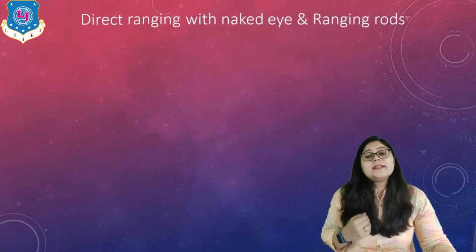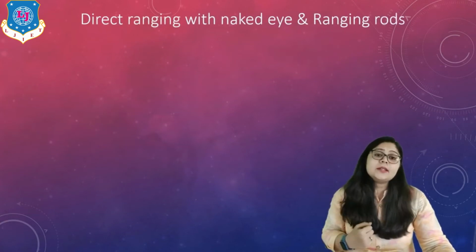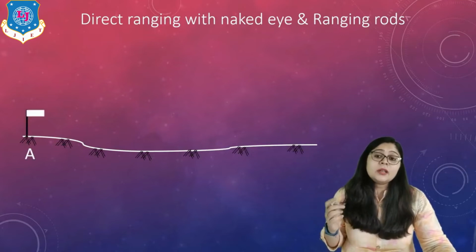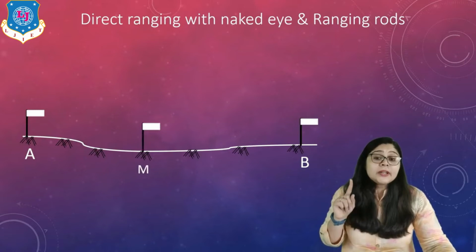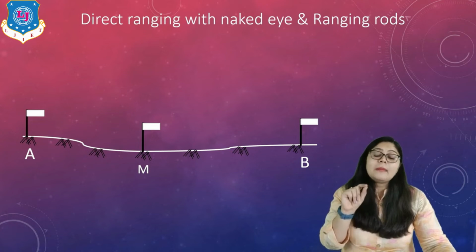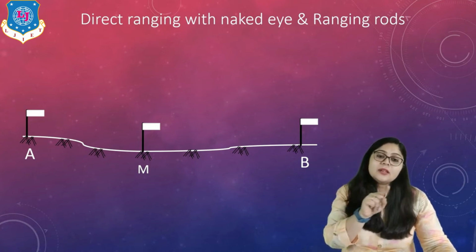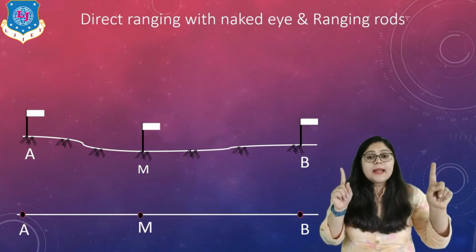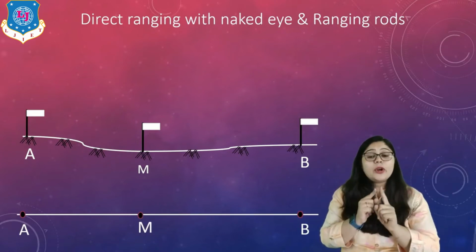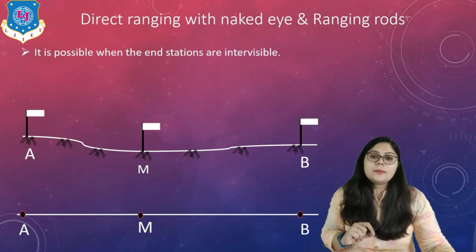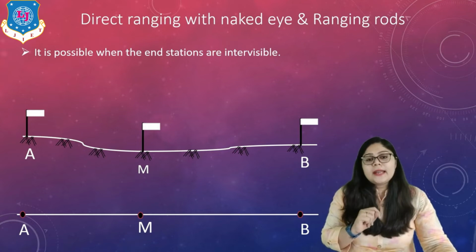First is direct ranging with naked eyes or ranging rods. As I said, if this is the ground condition, and A and B points are there, then I have to mark the middle point through my eyes only. It means I am approximately marking the middle point of this chain line. Then by plotting the ranging rods at the ends, I judge through my eyes that points A, M and B should be in one line. That is the concept of direct ranging with naked eyes.